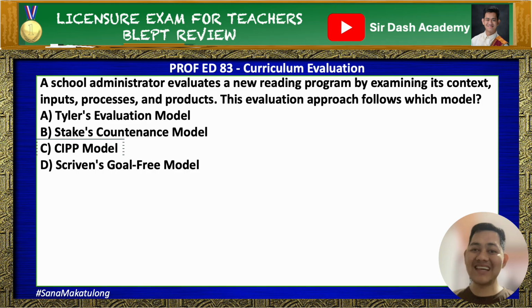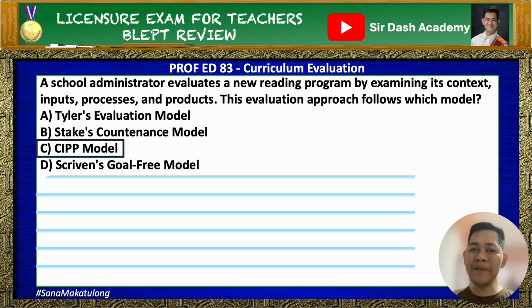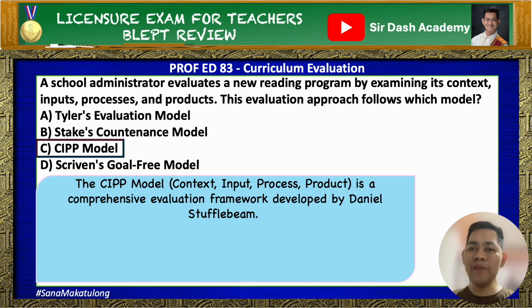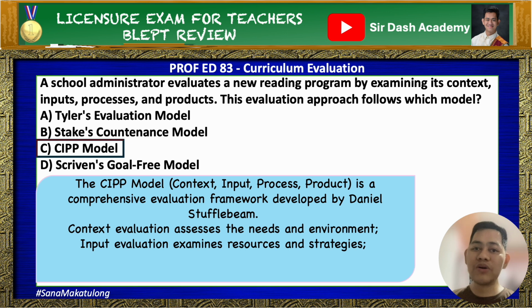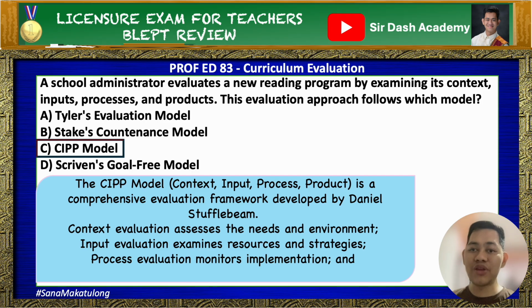Alright, the correct answer is letter C, CIPP model. Actually, meron ng clue dun sa question. Yung CIPP, ibig sabihin nun ay yung context, input, process, and product. Again, CIPP. Isa tong comprehensive evaluation framework developed by Daniel Stufflebeam. Yung context evaluation that assesses the needs and environment. Yung input evaluation naman examines resources and strategies. Yung process evaluation, it monitors implementation. At yung product evaluation measures outcomes. Tignan natin yung ginawa ng school administrator. In-evaluate niya yung reading program by examining these components, yung 4 components na to.